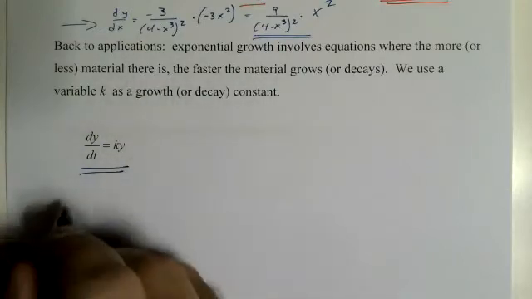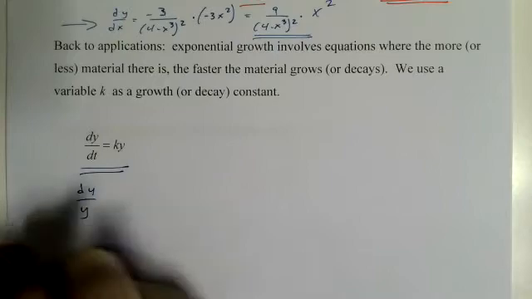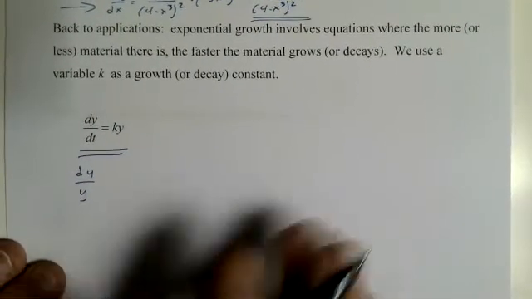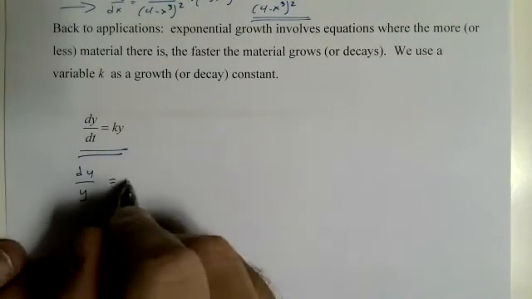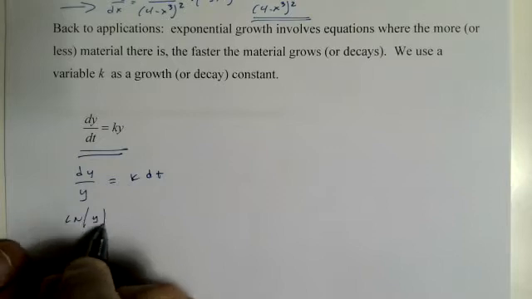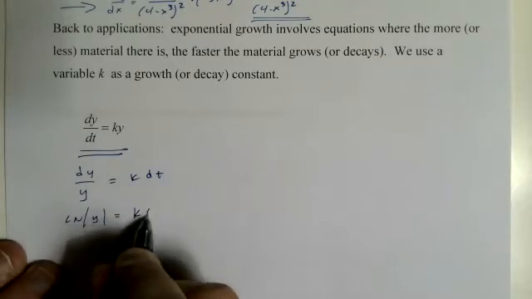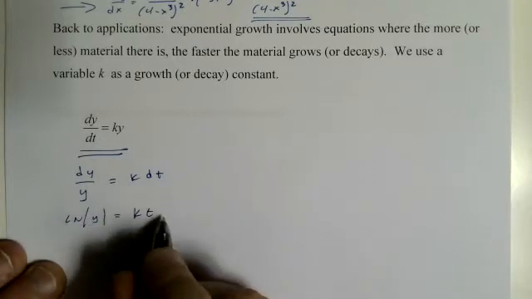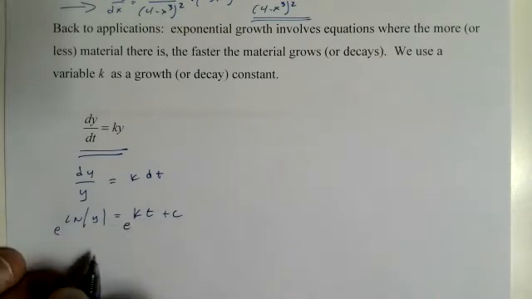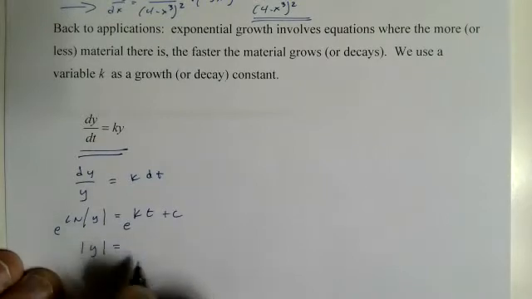So off we go. dy over y equals k dt. ln absolute value of y equals kt plus some c. This gets weird. We're going to keep the absolute value, and then suddenly it's going to vanish, which is upsetting to me, but hey, life goes on. So this is e to the kt plus c.